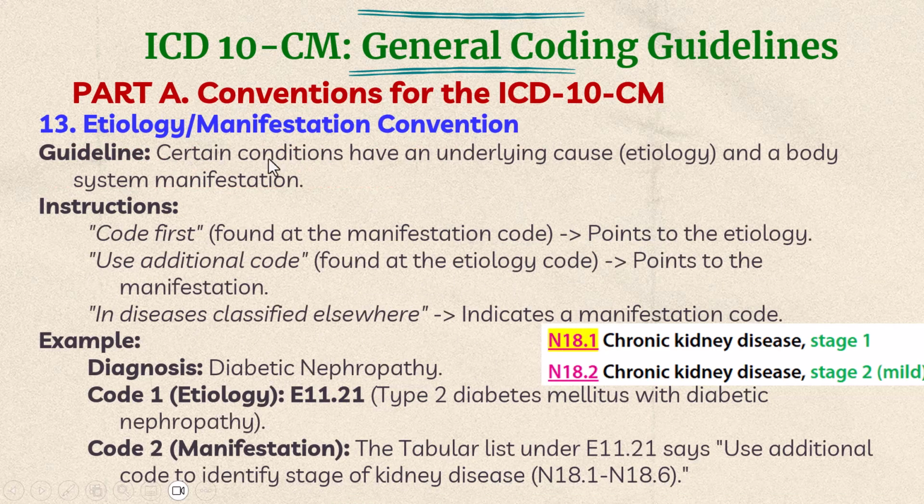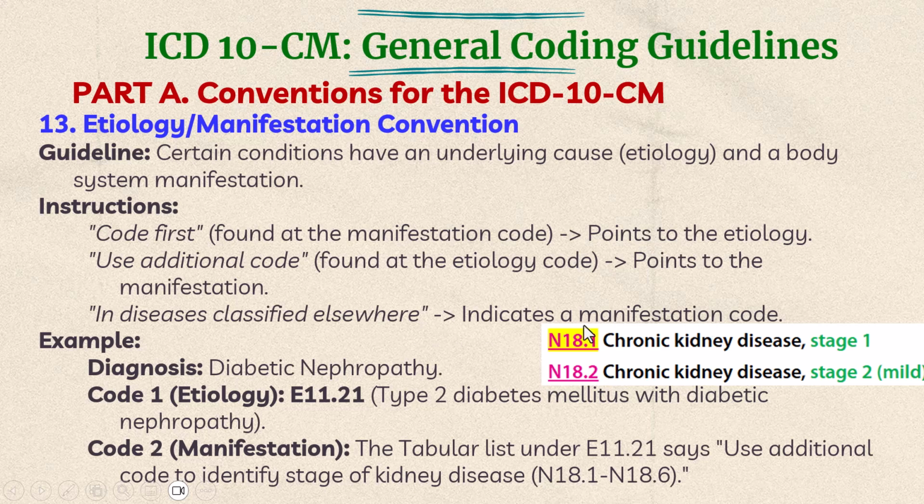Number 13, etiology or manifestation convention. Certain conditions have an underlying cause, the etiology, and a body system manifestation. In that scenario, you have to follow these instructions. "Code first" is found at the manifestation code and points to the etiology. Then "use additional code" is found at the etiology code and points to the manifestation. "In diseases classified elsewhere" indicates a manifestation code.